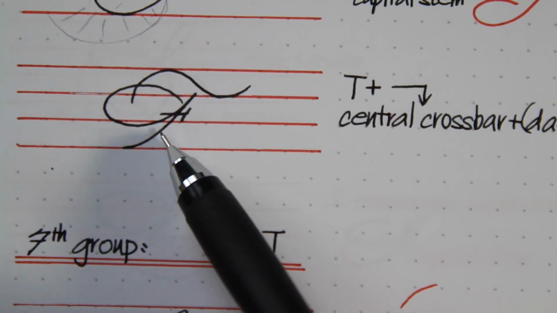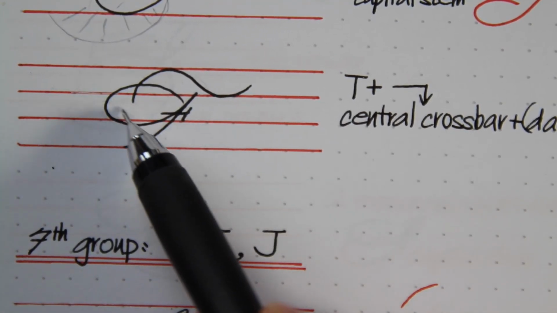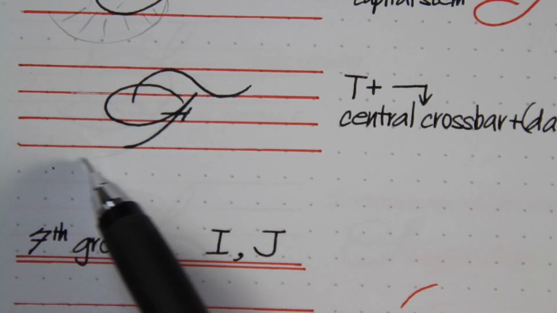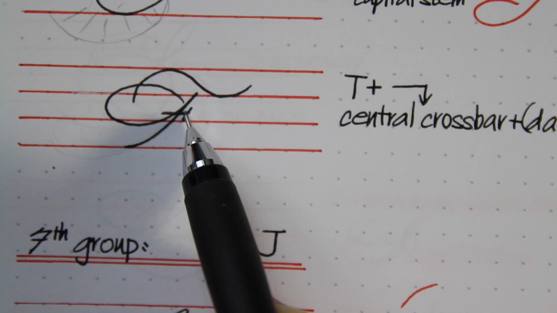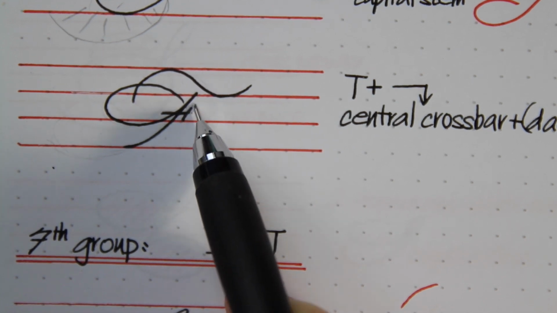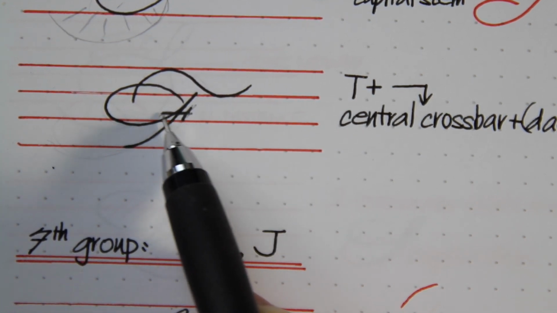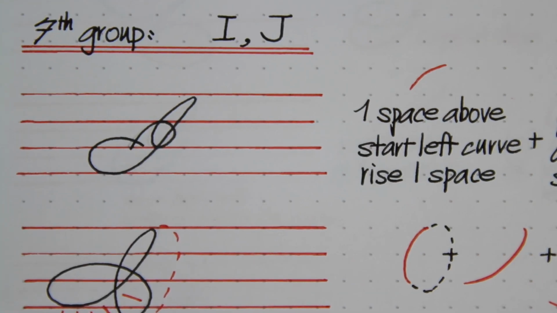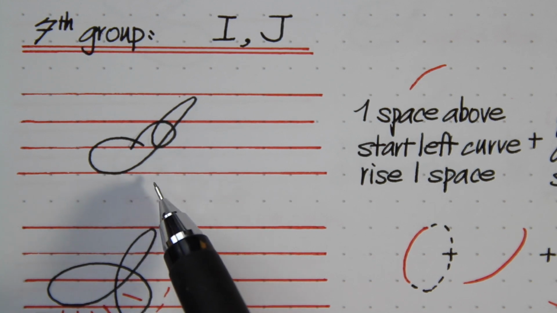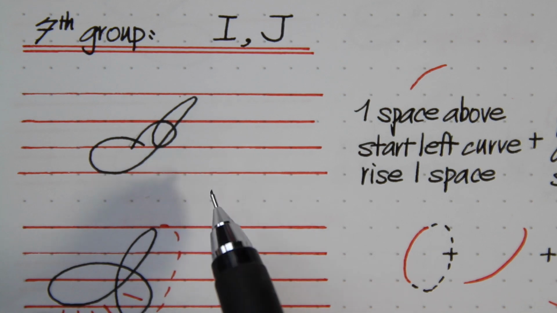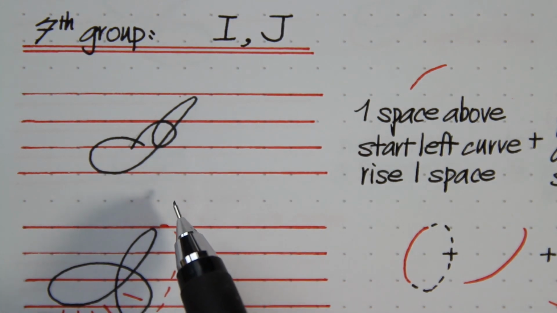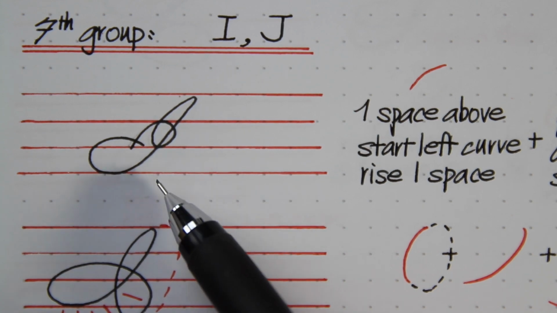The F is just the letter T. Again, you can do whatever with the capital stem extended into its potential ovals with a central crossbar and an optional dash. You can finish it with just a crossbar. The seventh group is the letters I and J. This is the traditional Spencer's I, and I really like this I. It's not seen as often anymore, and it often comes across as, oh, this is a flourished letter, but this is how the Spencerian I was first taught.